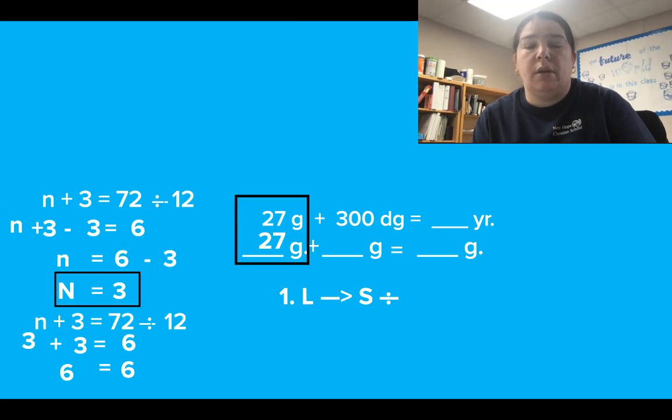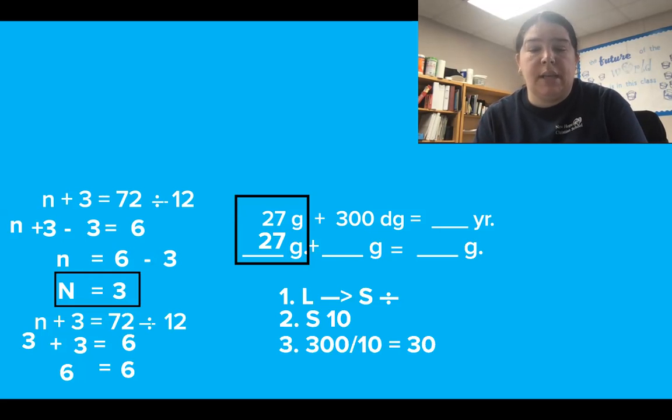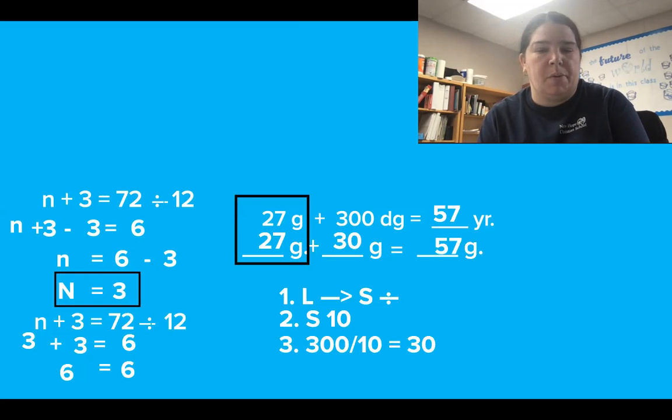When you do that, you need to know that a decagram is larger than a gram. So you're going from larger to smaller, and therefore you're going from smaller to larger. So you're going to divide. So when we do that, you have your special number 10. There are 10 decigrams in a gram. And now you're going to divide the 300 divided by 10. And the answer is going to be 30. You put your 30 in the box. And now we're going to add 27 plus 30. Good, 57. And put the 57 on both sides.